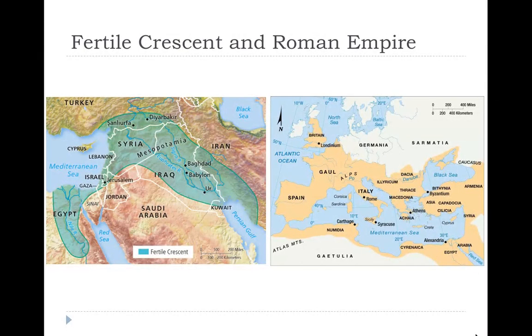Then if we look at the other side, that is the height of power of the Roman Empire. You can see anything that's that orange color they controlled at one time. And they all started back in Rome. Rome was just a small city-state, and through conquest, they gained all the territory around that as well.